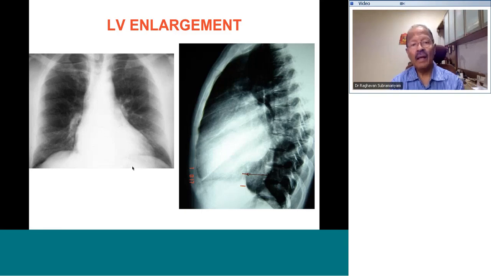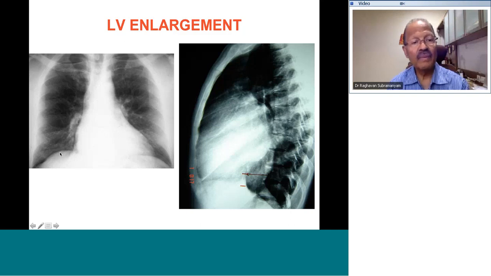For example, here, look at the postero-anterior X-ray, the CTR would probably be borderline, just crossing 60%, and it does appear to be a good inspiratory X-ray. If you count the number of ribs, the diaphragm seems to be at 1, 2, 3, 4, 5, 6, 7, 8.